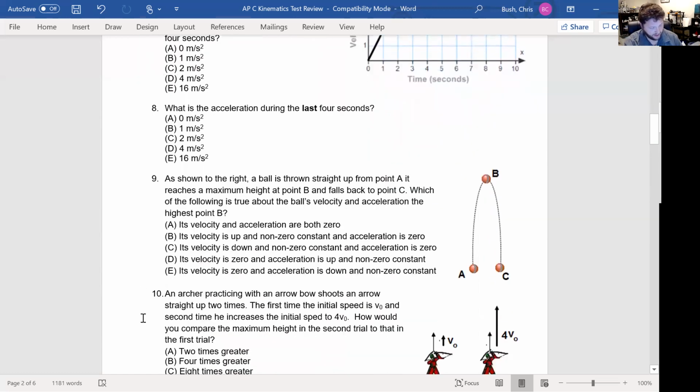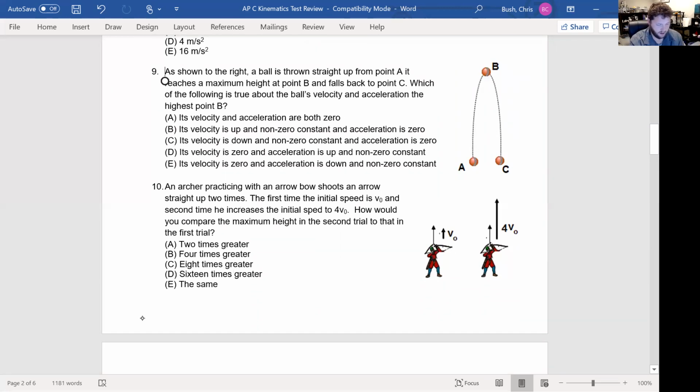All right, number 9, as shown on the right, a ball is thrown straight up from point A, it reaches a maximum height B, falls back down to C. Which of the following is true about the ball's velocity and acceleration? So without even looking at the options, at the top, your velocity is 0. Throughout your entire path, your acceleration is -10. So its velocity is 0, which is going to be D or E, because A says acceleration 0, and that's just dumb. Velocity is 0 and acceleration is down and non-zero constant, specifically -10 or -9.81. So E is going to be your answer there for number 9.